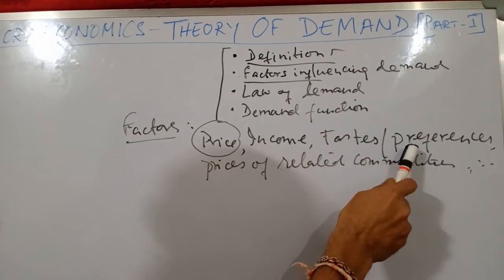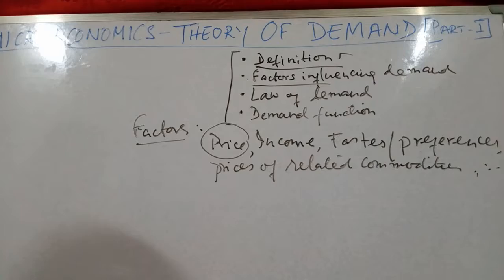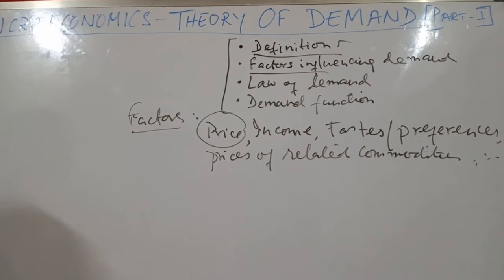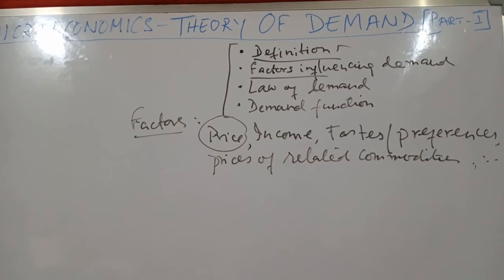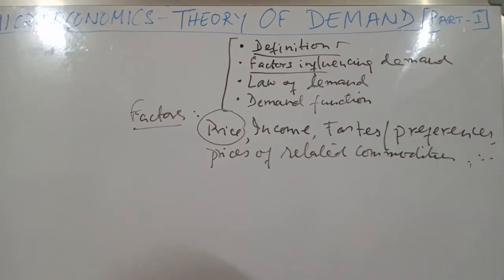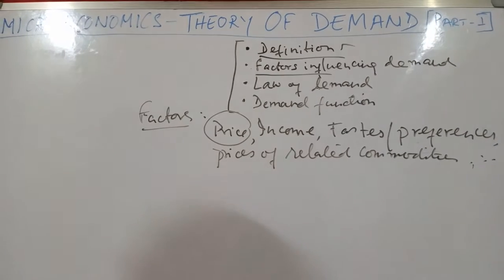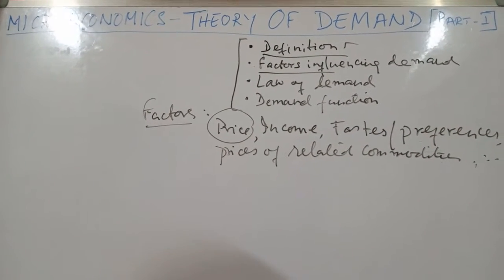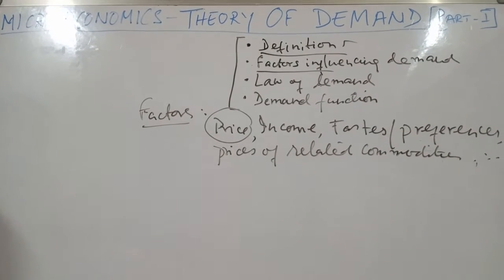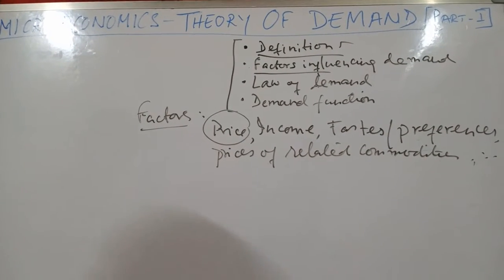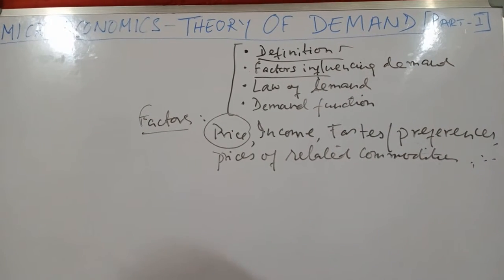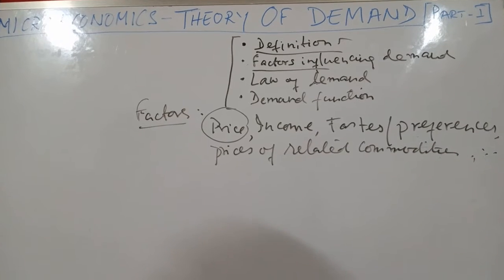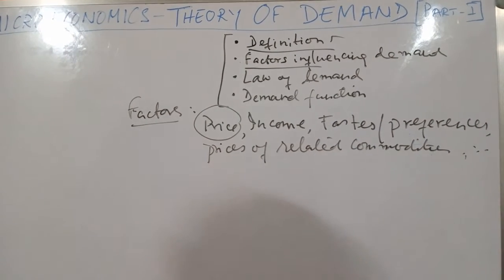Next, tastes and preferences. Tastes and preferences also influence the quantity demanded of a commodity. What I am preferring today may not be in my preference, say after 6 months or 1 year. Tastes and preferences of consumers change with time. So when tastes and preferences change, that impacts the quantity purchased of a commodity.